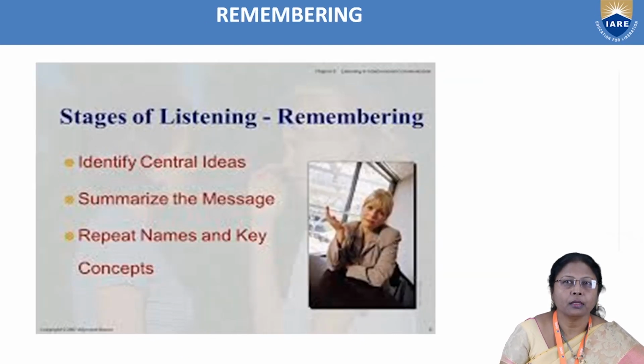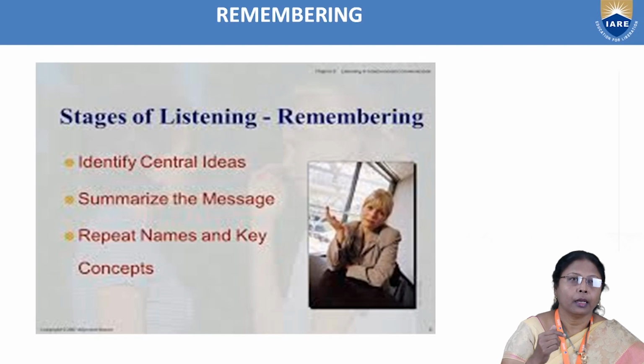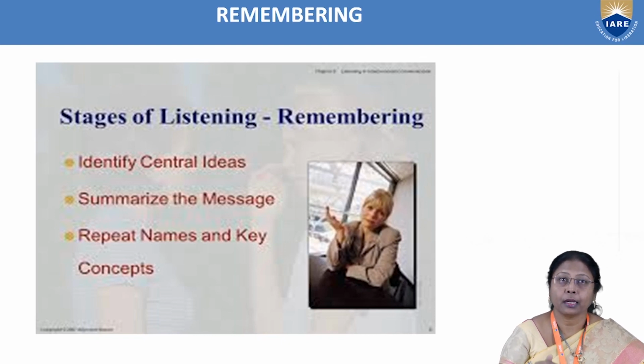The third stage of listening is remembering. This is all about retaining the information, recollecting the information. This will happen when you receive the information well, when you understand the message sent by the speaker well, and then only you can remember all the points. Understanding is very important here. Receiving information is very important here. Unless you succeed in both things, you cannot remember the points. So to remember well, the best method is to identify the central idea of the speaker, summarize the message of the person, and try to repeat the names and key concepts of the speaker.